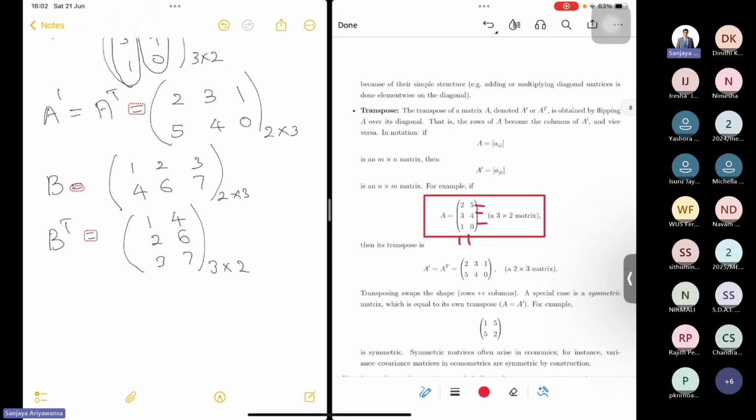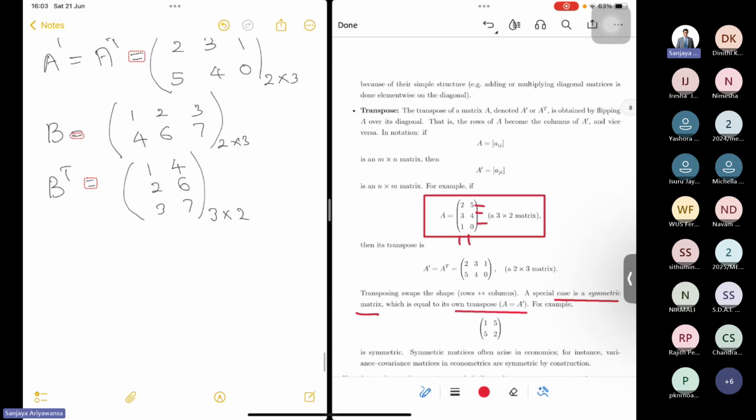Now, a special case is something called a symmetric matrix. A symmetric matrix is where the transpose and its original matrix are the same. So I've taken an example for a symmetric matrix.